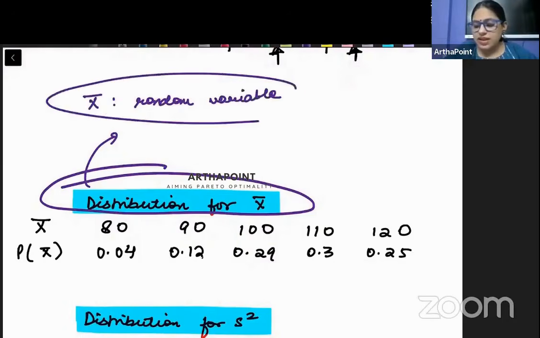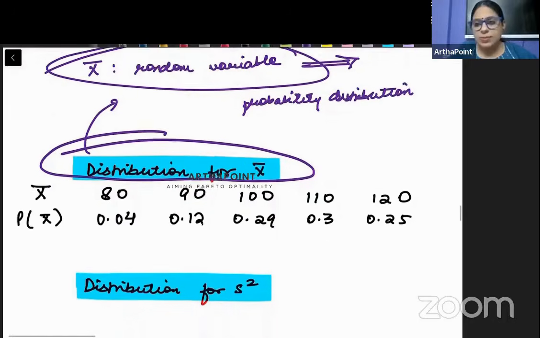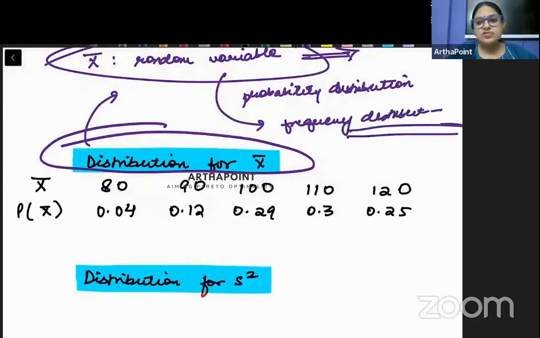So you need to understand that any random variable is associated with a probability distribution. And in order to understand the probability distribution of the random sample, we would need its frequency distribution. So rather than directly focusing on this part, I am going to find out which values the x bar is taking. What are the values that I can see here?